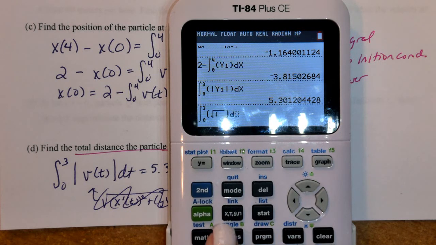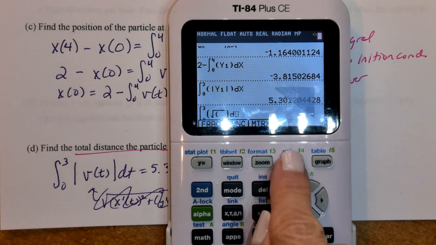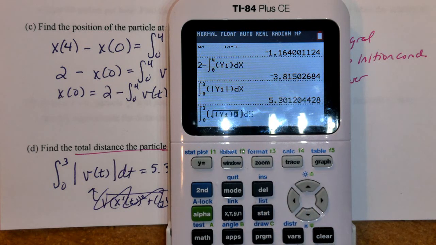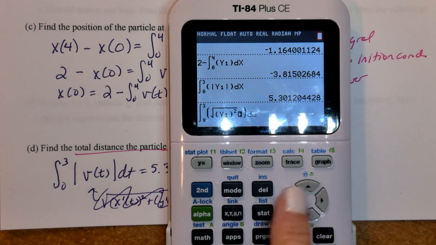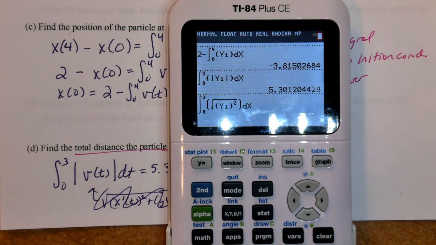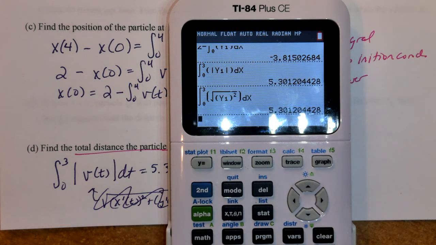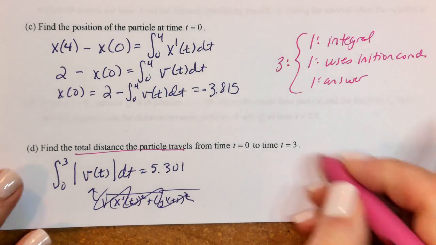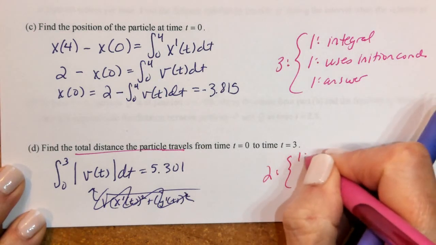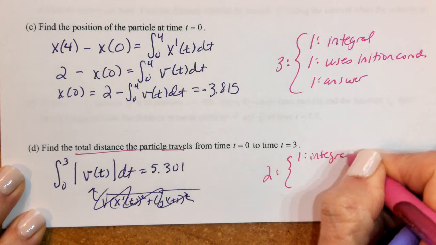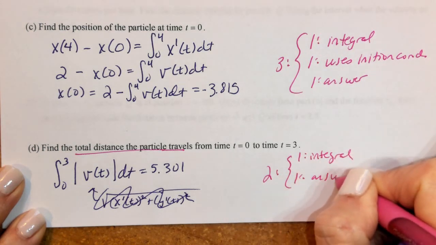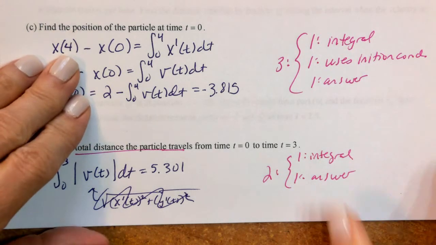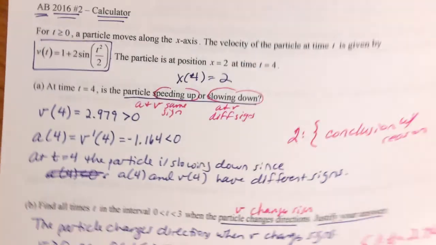Okay. The other way to do that would be to say Math 9, 0 to 3, the square root of our velocity squared. If you prefer to just remember one formula, you can just do that. And clearly you get the same answer because it's the same thing. Okay? That was worth 2 points. 1 point for the integral, 1 point for the answer. Okay? So that was back in 2016.